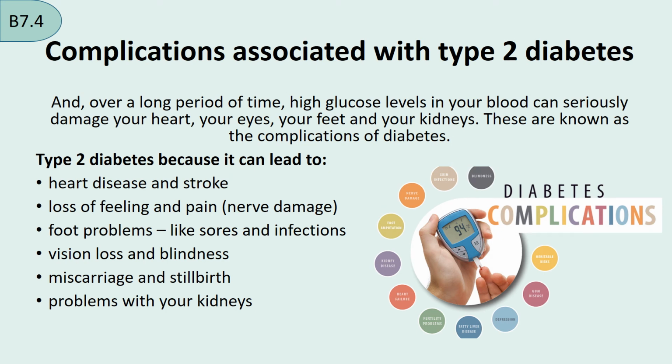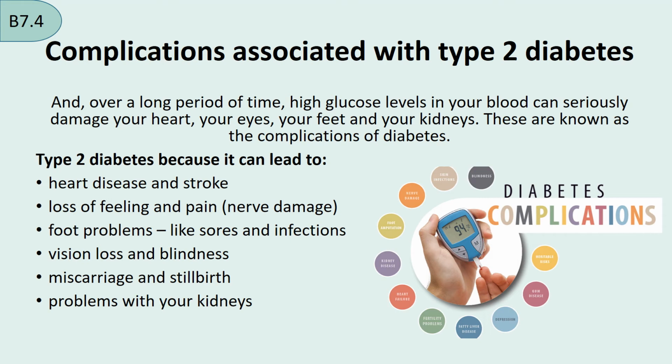So the next one is we're going to look at complications associated with type 2 diabetes. These are the things that can happen if you have type 2 diabetes and you don't keep your blood sugar levels at the right level, or if you don't get any treatment at all. These can be some of the effects of it.